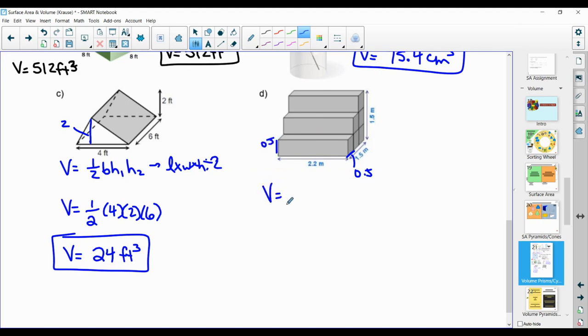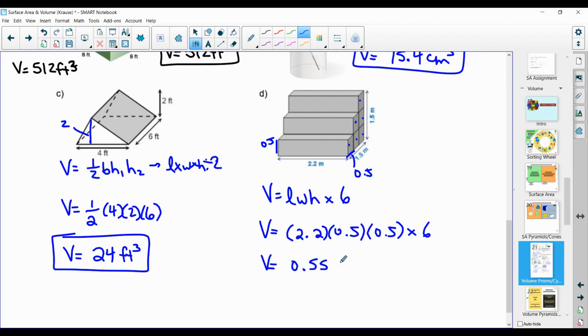So my volume of the entire object is going to be length times width times height times 6, because if we count, there's 1, 2, 3, 4, 5, 6 rectangular prisms. So the volume is going to be 2.2 by 0.5 by 0.5 by 6. And 2.2 times 0.5 times 0.5 is 0.55, times 6 gives us 3.3 meters cubed.